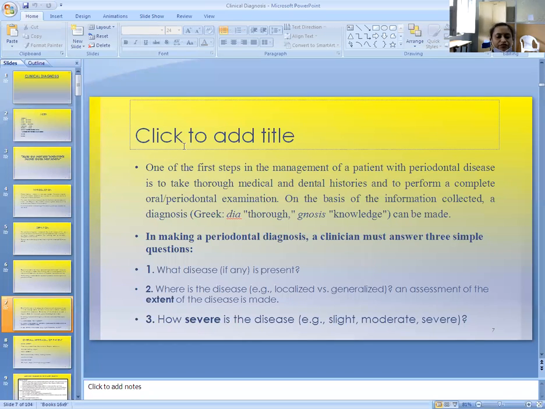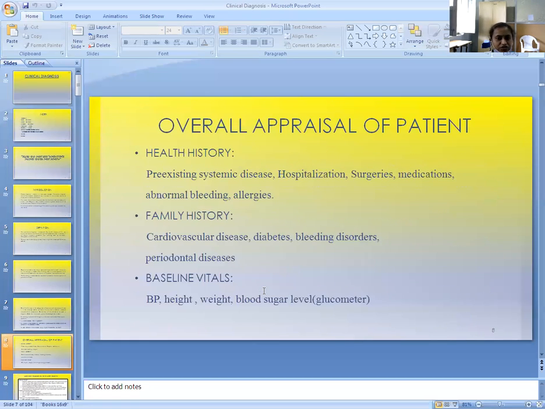While writing a diagnosis, you should ask these questions so that you can answer them, and you will get the diagnosis also. So general information, in that you will write about all these things. Just now I have told you: patient name, age, sex, address, then patient's chief complaint and history of present illness. After that, you have to record the patient's medical history, dental history, family history, and baseline vital signs.